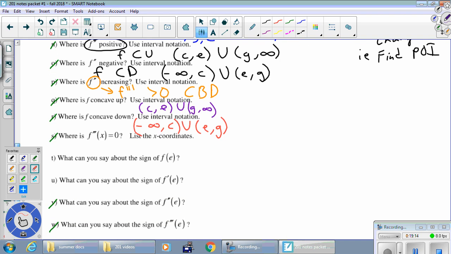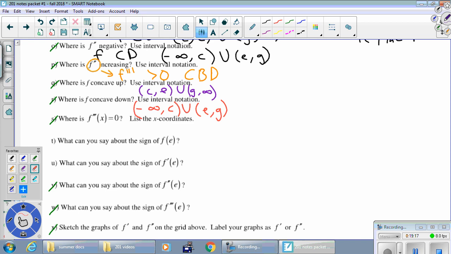Okay, S, where is f triple prime equal to 0? I don't know how many times I've got to say this, but anytime you ask me to look at a graph and tell you about its third derivative, I'm going to tell you cannot be determined.